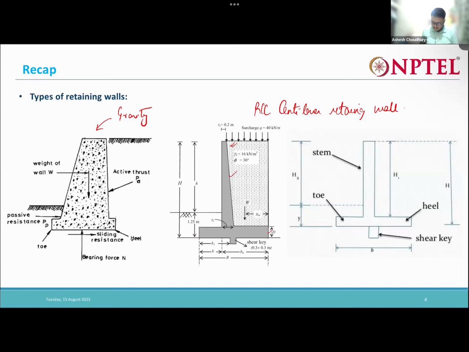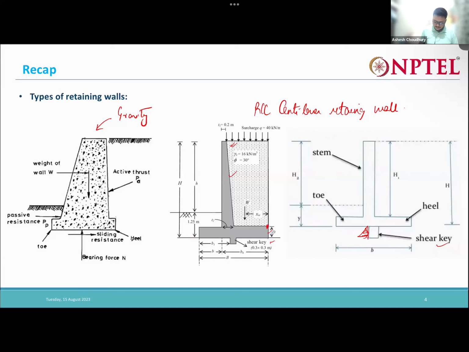And below that, one more interesting thing you can see is the shear key. There is a shear key at the base. The shear key helps prevent the sliding of the retaining wall, because some passive pressure, some passive resistance, develops here. Due to this passive resistance, the shear key helps the retaining wall have a higher factor of safety in sliding. So it prevents the retaining wall from sliding towards the active side.